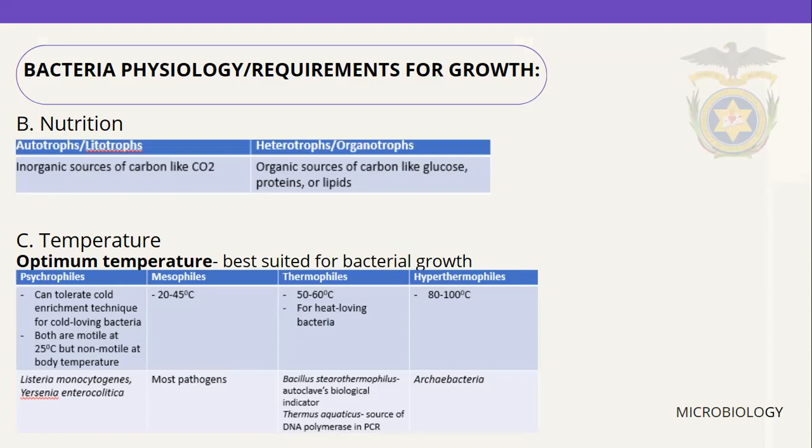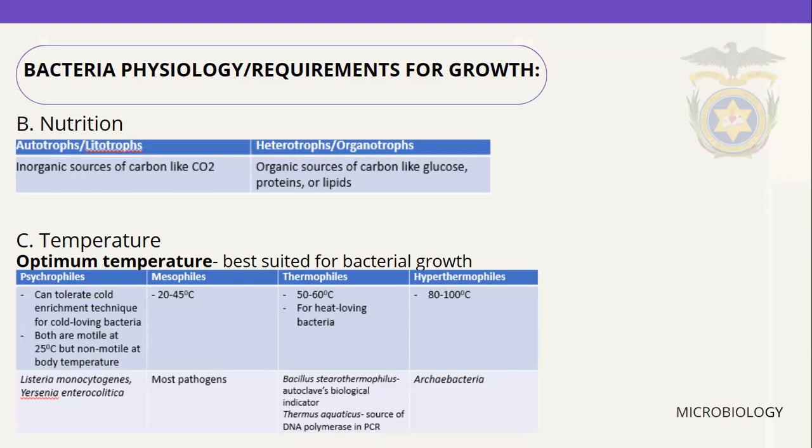Okay, so the first one we have here, the psychrophiles. Psychrophiles can tolerate cold, which is the cold enrichment technique for cold-loving bacteria, and both are motile at 25 degrees Celsius but non-motile at body temperature. And we have the examples here: Listeria monocytogenes and Yersinia enterocolitica. Mesophiles can grow at temperatures of 20 degrees Celsius to 45 degrees Celsius, and they include most pathogens.